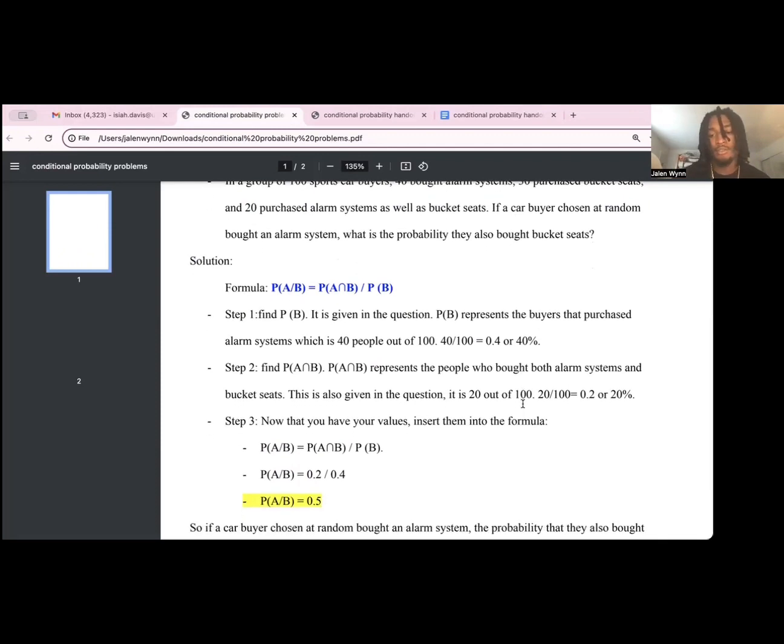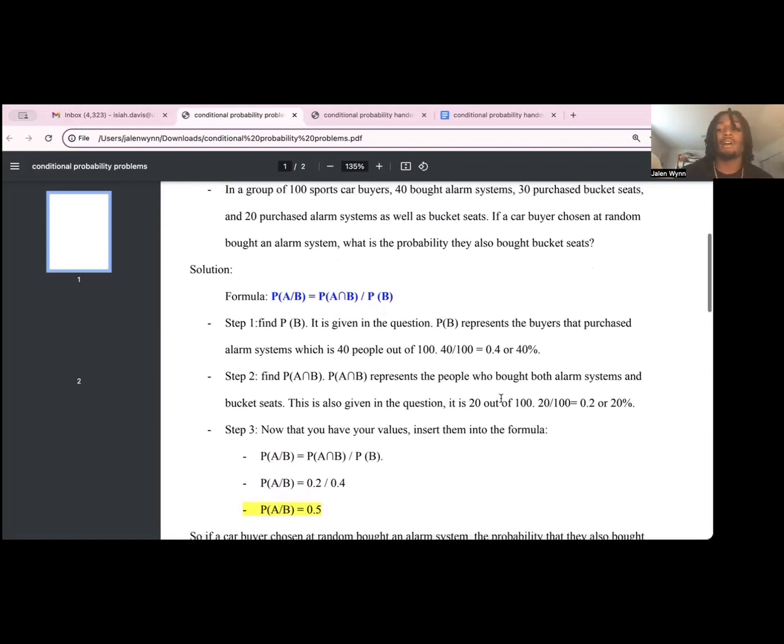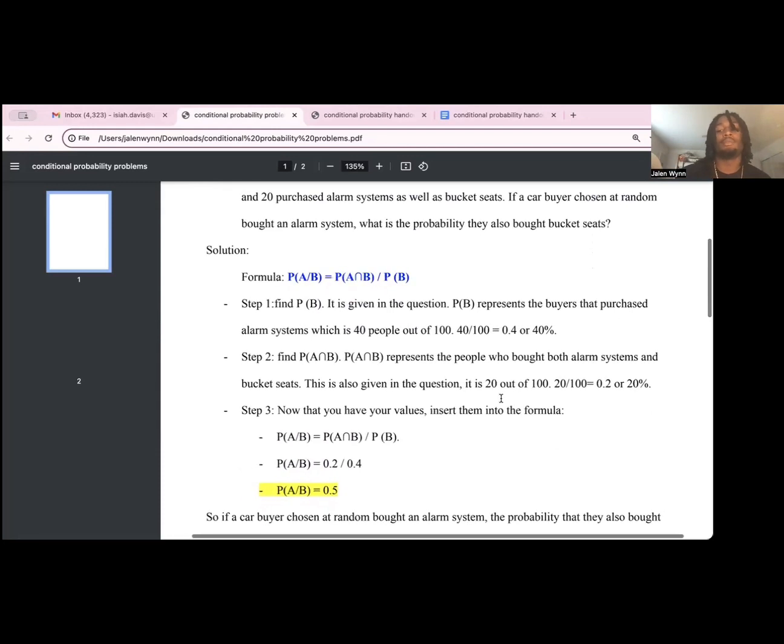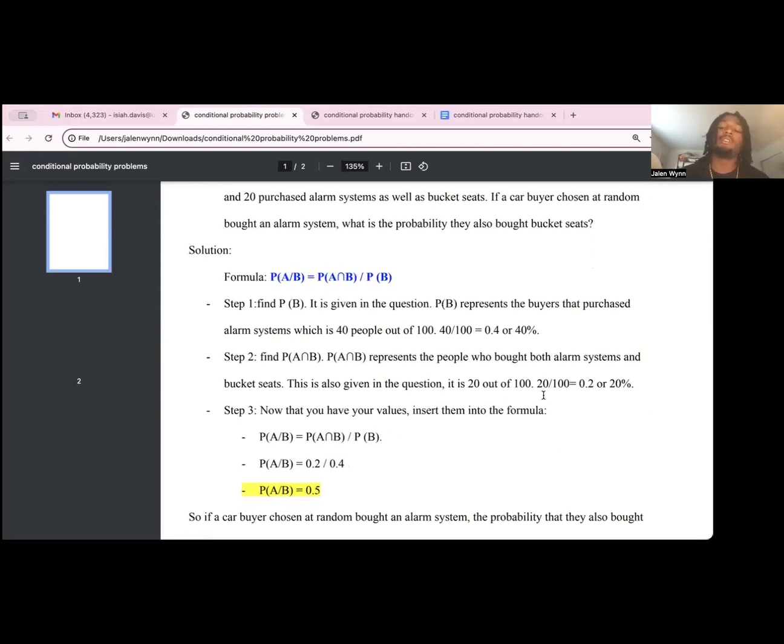And in step two, you also want to find the next, which is the 20 people out of 100. You want to put that as a fraction, 20 over 100, and that will equal either 0.2 or 20%.